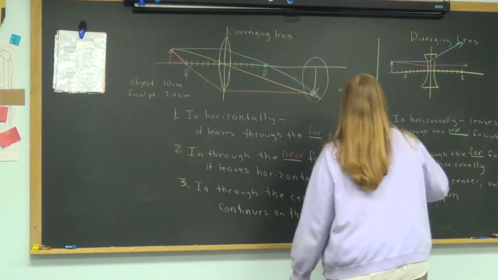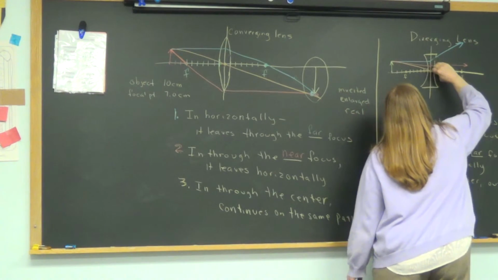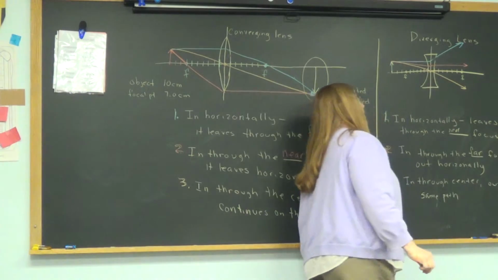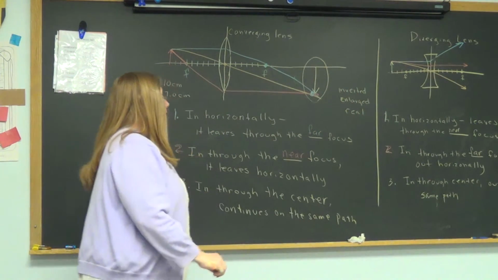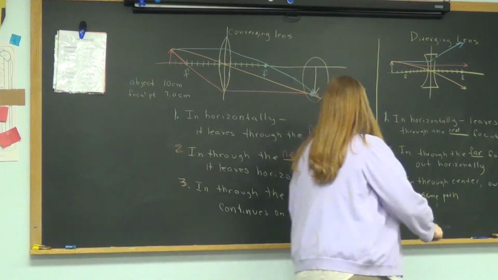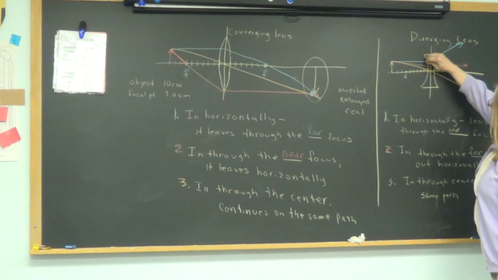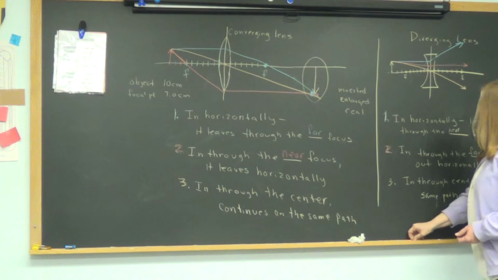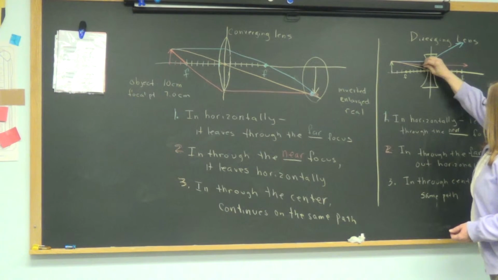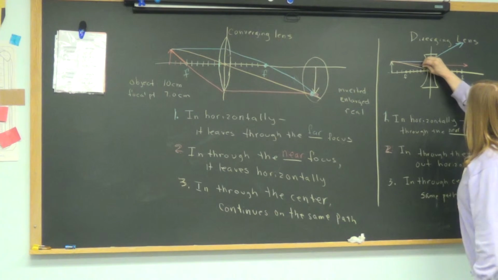All right, and then the last one goes through the center and keeps going unchanged. All right, so they do not intersect on the right, so we're gonna have to extrapolate, like with mirrors. We extrapolate all our reflections backwards. Blue, red, and orange. So it ends up being around here.